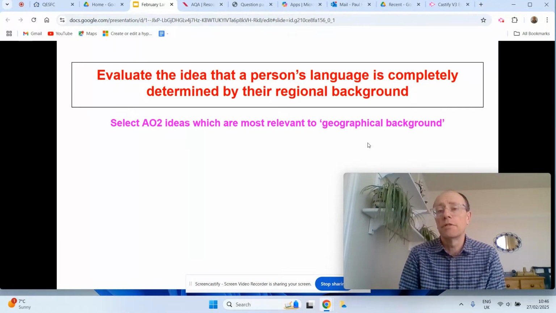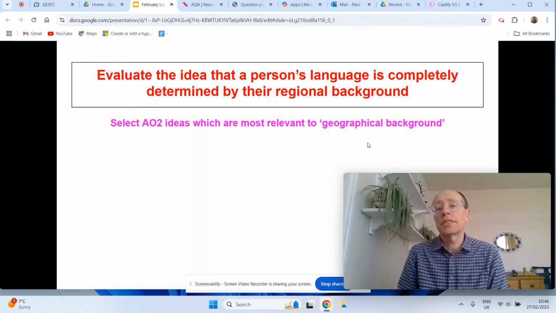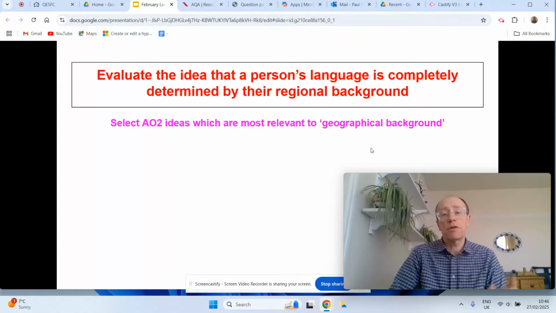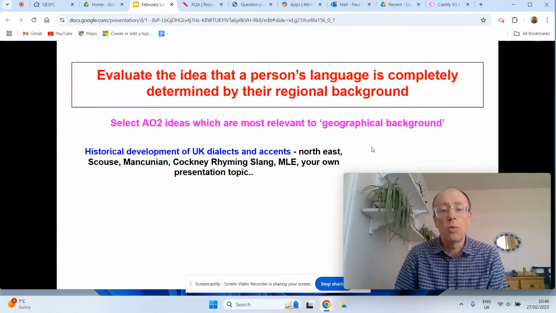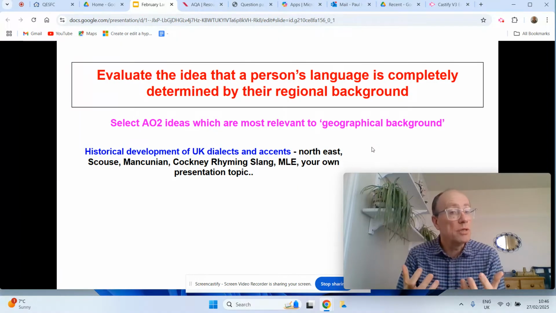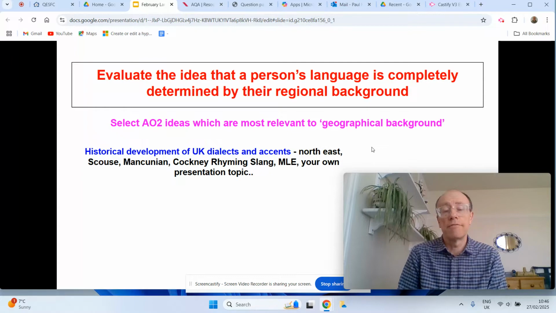So it's not enough to be writing in a sort of commonsensical way. You clearly need to be drawing upon important studies. So, which AO2 ideas would be most relevant to this question of geographical background, I hear you say? Well, first of all, you could show some knowledge about the historical development of UK dialects and accents and show that the UK is actually quite unique in its diversity.